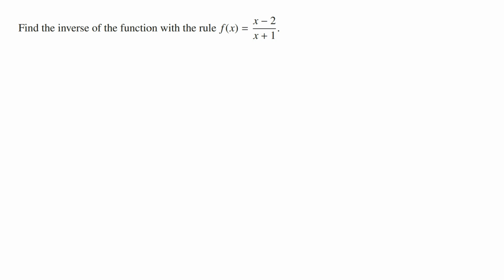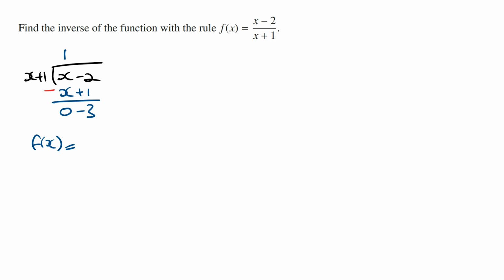To get it in proper fraction form, one way is to use polynomial division. To do this, we write the denominator on the outside and the numerator on the inside. And so x goes into x once, and now we multiply 1 by x plus 1. And so 1 times x is going to be x, and 1 times 1 is going to be 1. From here, we're going to subtract. And so x minus x is 0, and then minus 2 minus 1 is going to be minus 3. And so therefore, the rule of f of x, written in proper fraction form, is going to be 1 minus 3 over x plus 1.